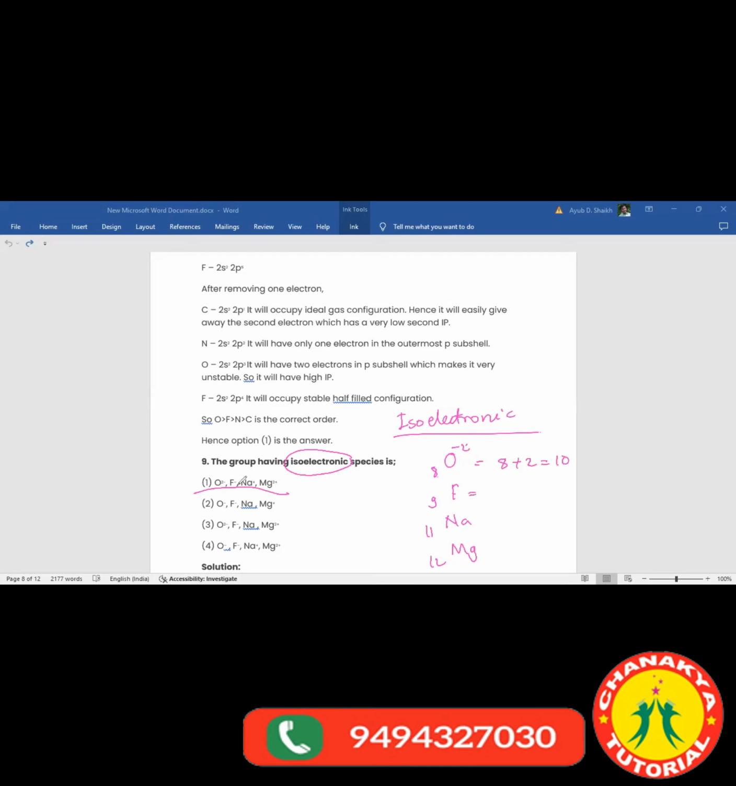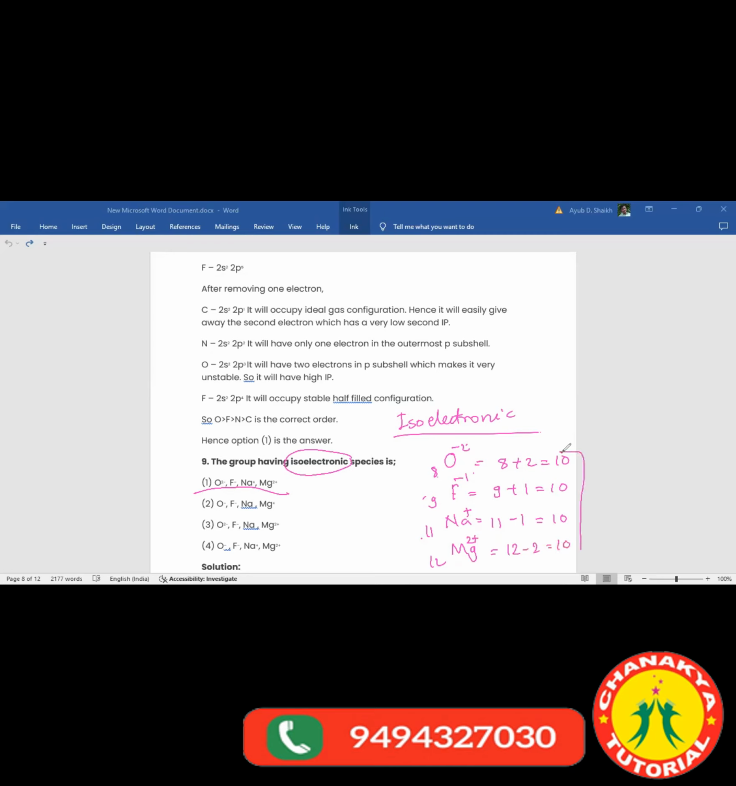Fluorine with a minus 1 charge. So 9 plus 1, that is equal to what? 10 electrons. Then sodium has 11 electrons, right? But here the charge is plus. So that plus charge needs to be subtracted from the atomic number, because the charge is nothing but removal of an electron from the given atom. So it's 11 minus 1, that is equal to 10. And here Mg has a plus 2 charge. So in that case also 12 minus 2 is equal to 10.